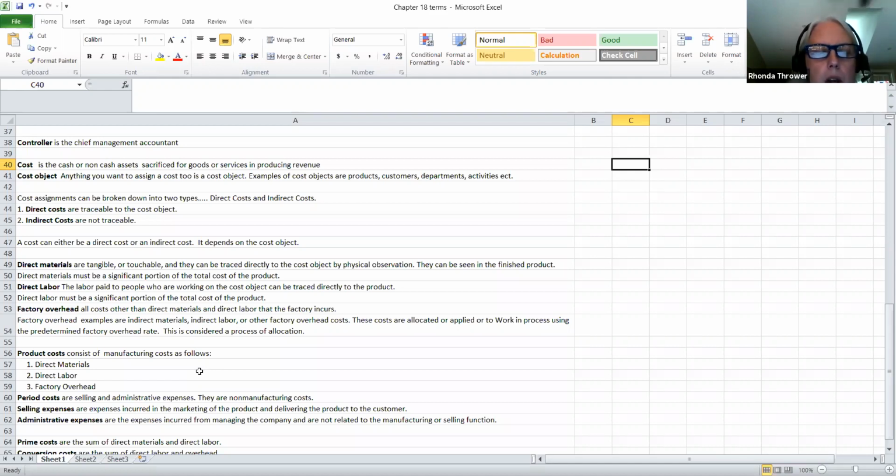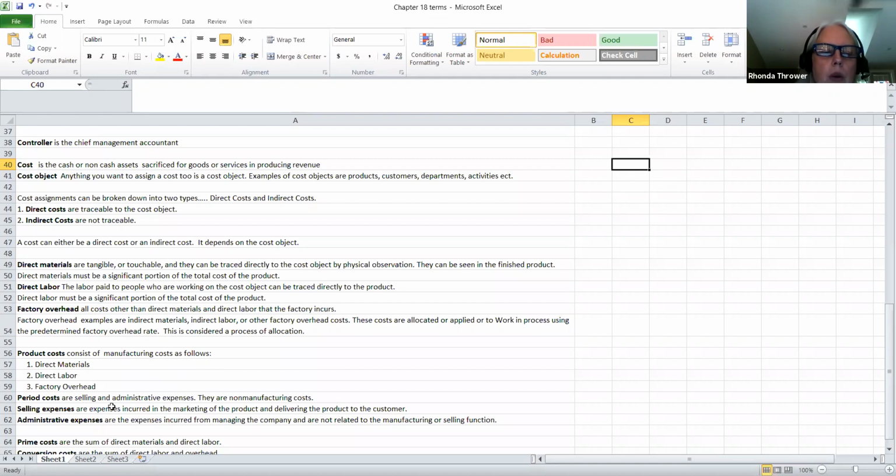So we have direct costs, such as direct materials and direct labor, and then we have indirect costs, such as factory overhead, that become a part of the product cost. So our manufacturing cost or our product cost are going to be your materials, your labor, and your overhead.